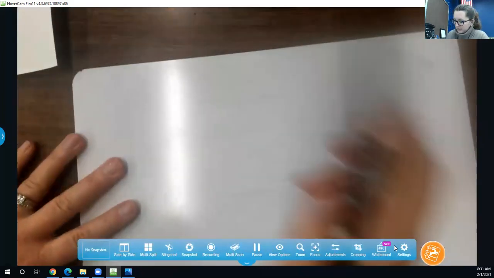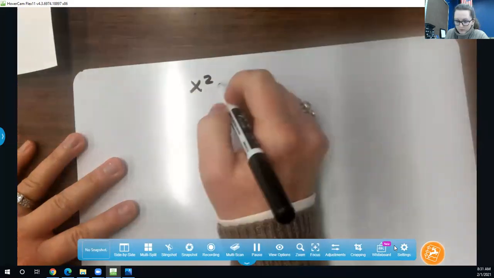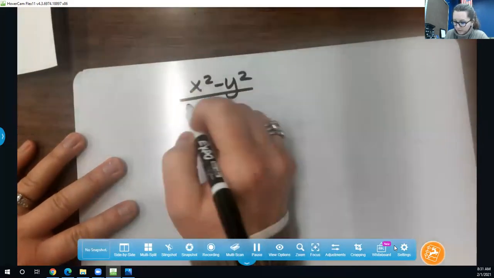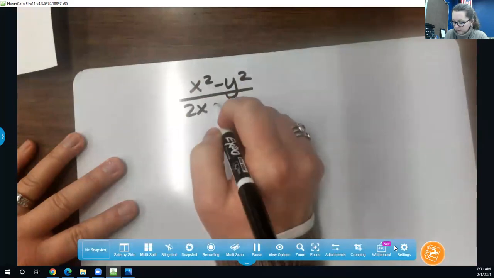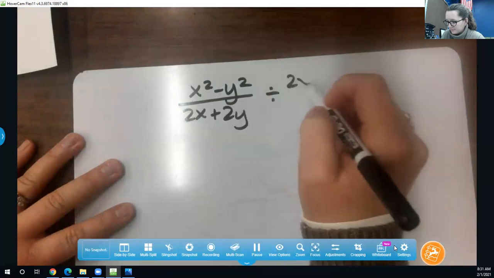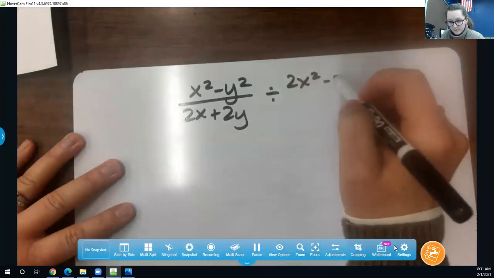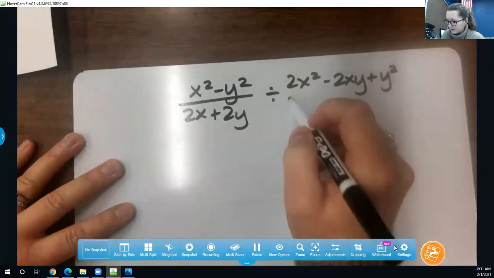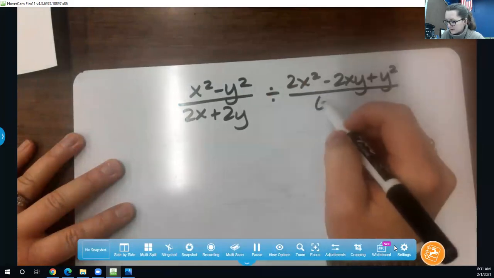All right, let's do another one. Let's do example number 3. We're actually dividing on this one. So before we do anything, I want to make sure that we are following our division rules. When we divide fractions, we're actually going to multiply by the reciprocal of the second fraction. So let's look at this.